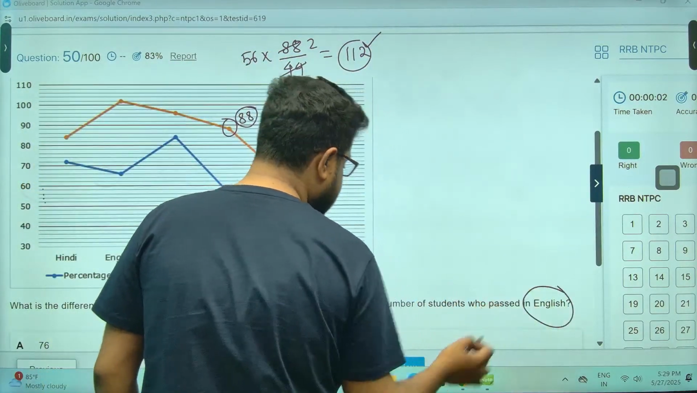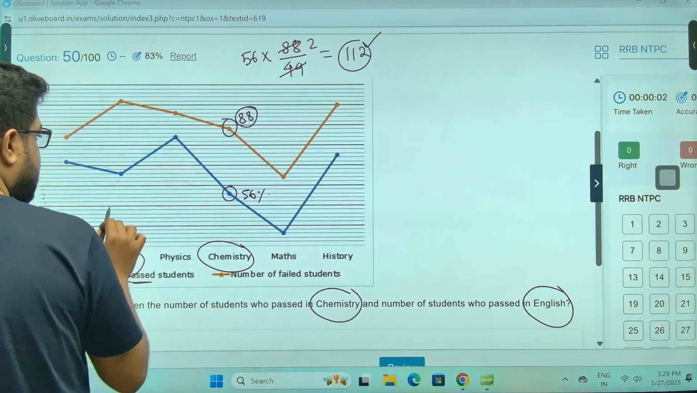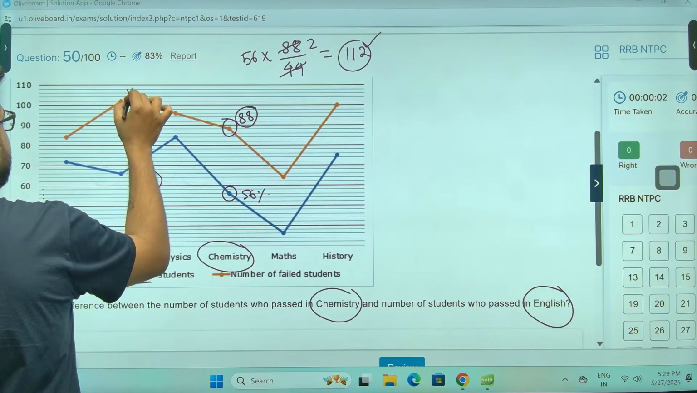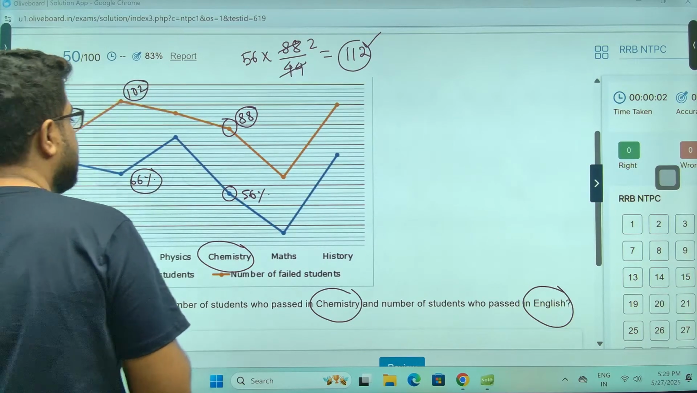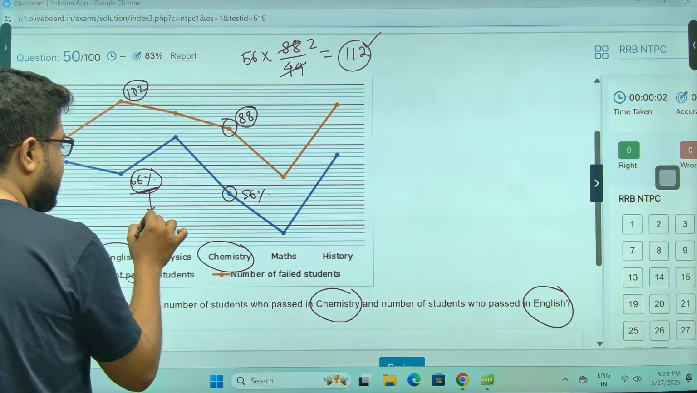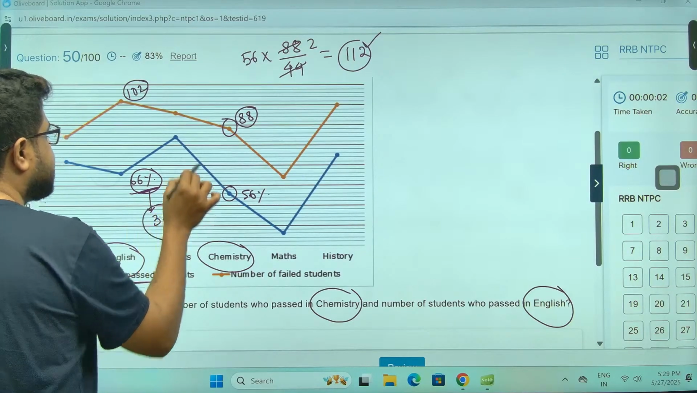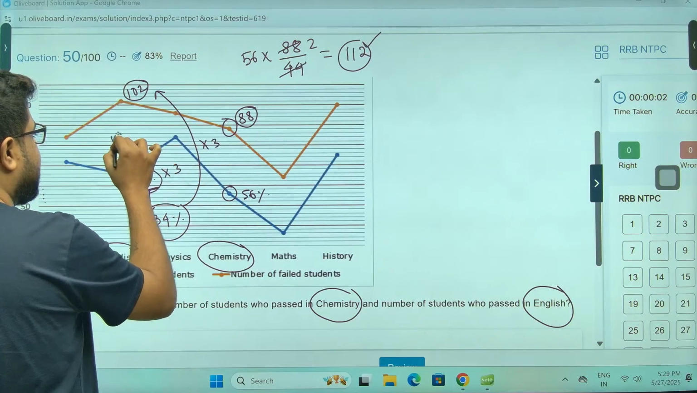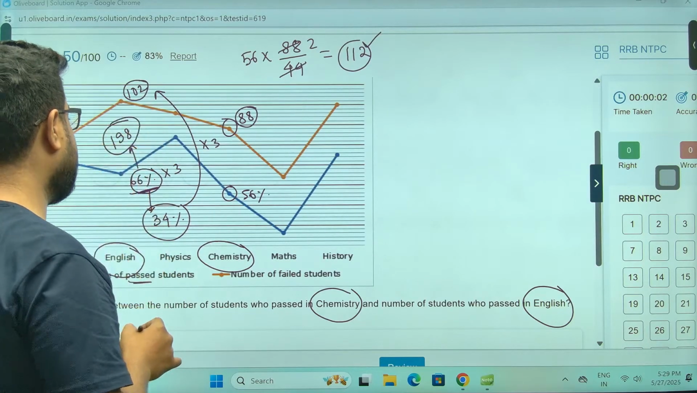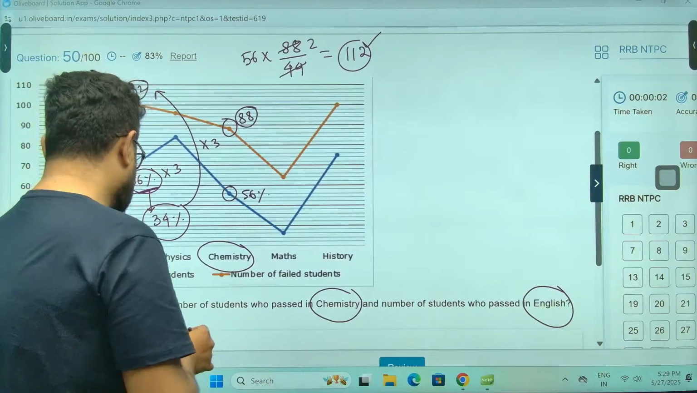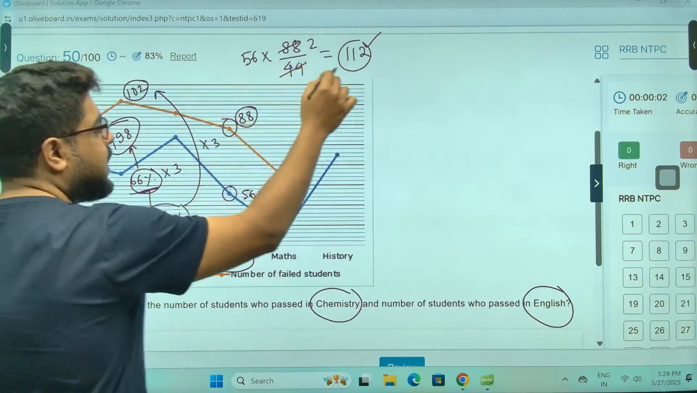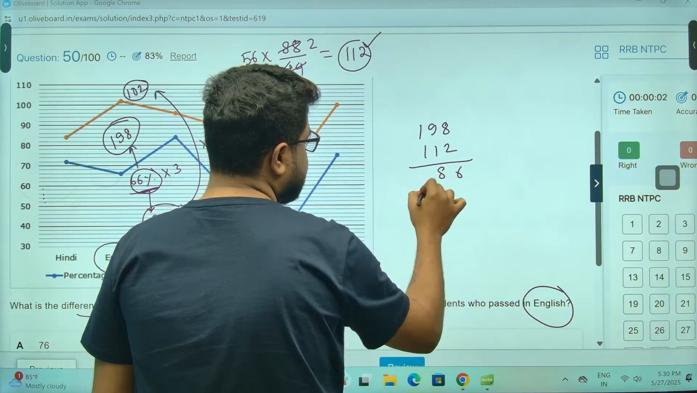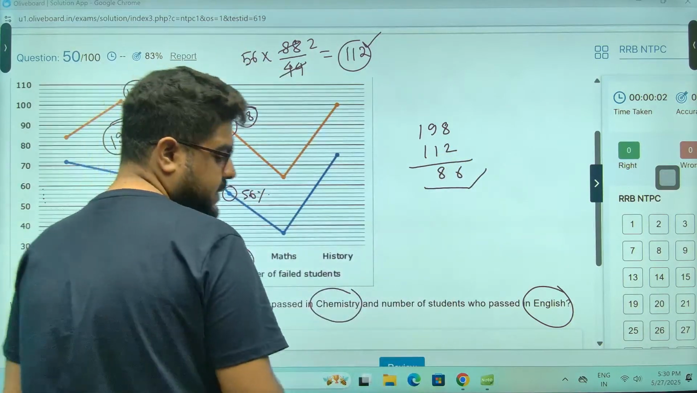Same we need to do for English. How many have passed? This is 66%, and this value is 102. So the remaining, 34% have failed, and that value is 102. That is into 3, so the total is also into 3, so this is 198, sir. 180 and 18, 198. They are asking the difference between 198 and 112, sir. So the difference is 86.